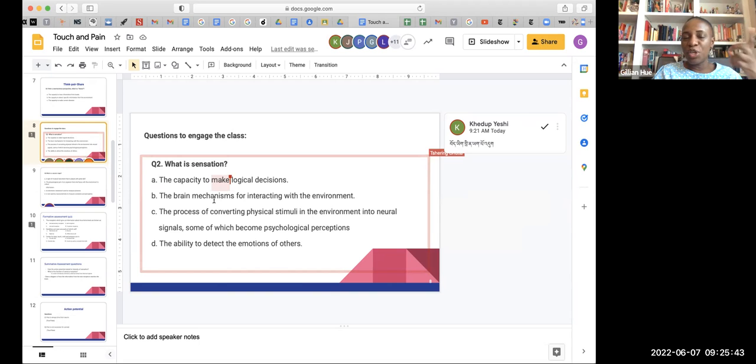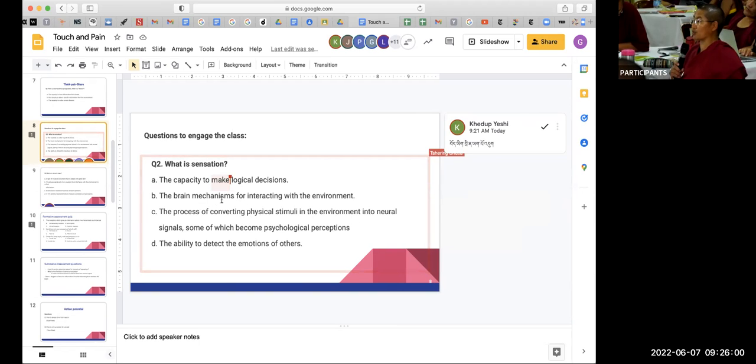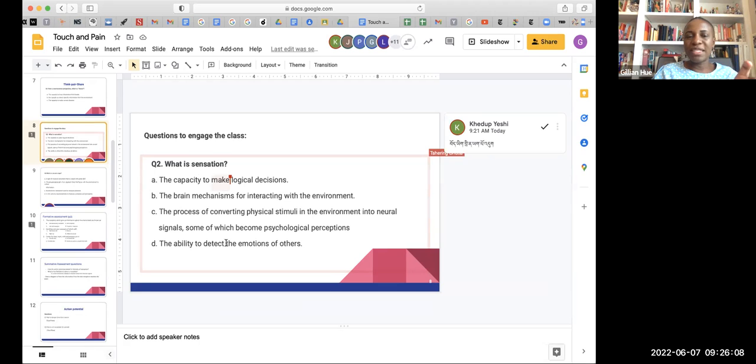The brain mechanisms, do you know what we would call the brain mechanisms for converting once it's converted? So one is converting physical stimuli in the environment into neural signals. But B is just interacting with the environment, not talking about converting to the physical sensation. Very good. And the sensation is not at the brain level. Sensation is at the environment and stimulus level, and that's converting to neural signals. But the brain mechanisms would more be the perception.